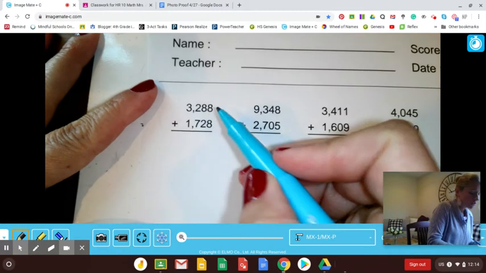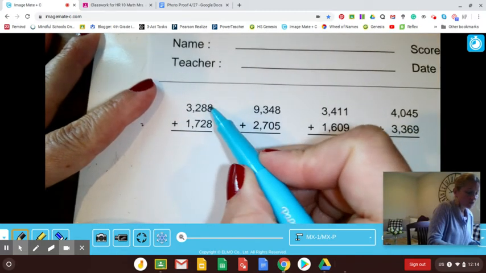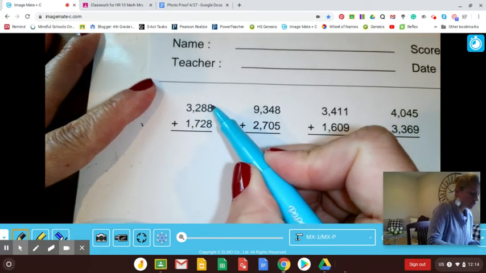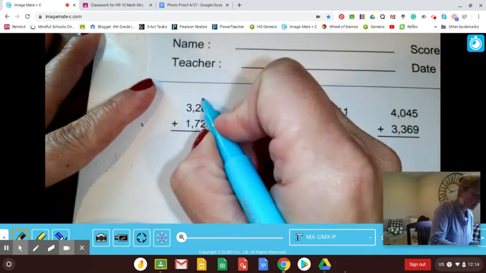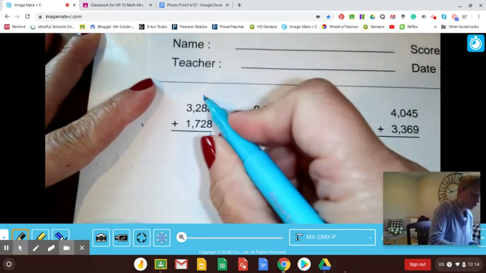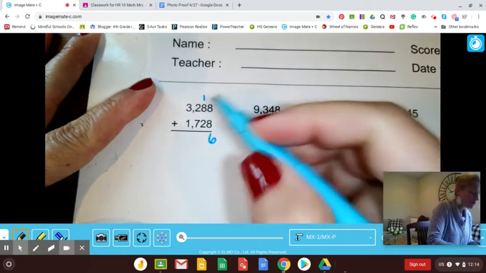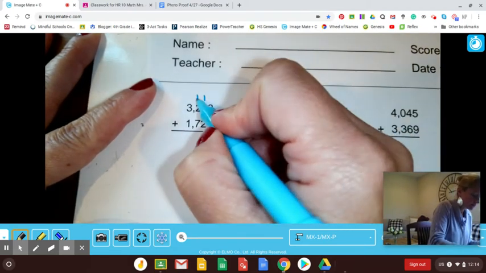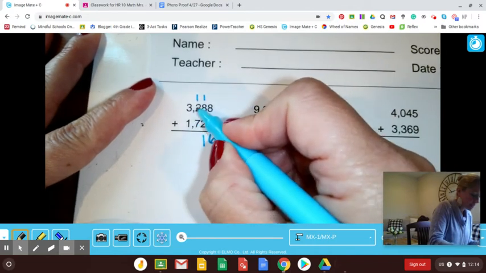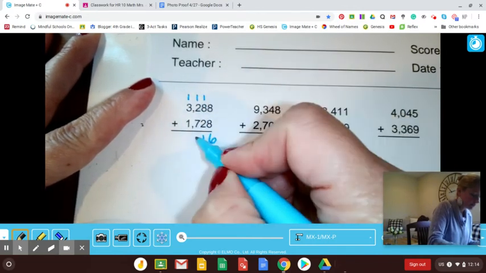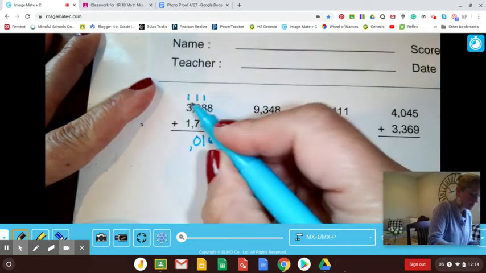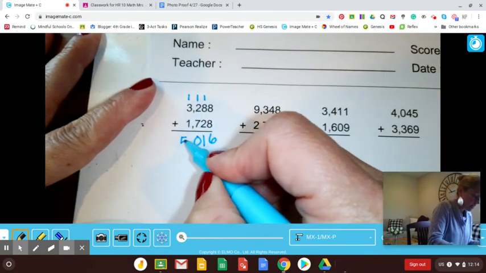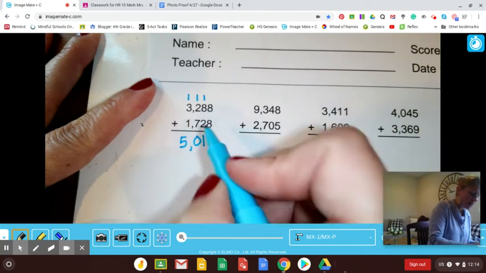All right. So we know that when we're adding, we always want to start in the ones column. So I'm going to say 8 plus 8. I know that that's 16. I'm going to regroup my 1, put my 6 down below. 8 plus 2 is 10. Plus 1 is 11. 7, 8, 9, 10. Bring down my comma, 3, 4, 5. And my final answer is 5,016.